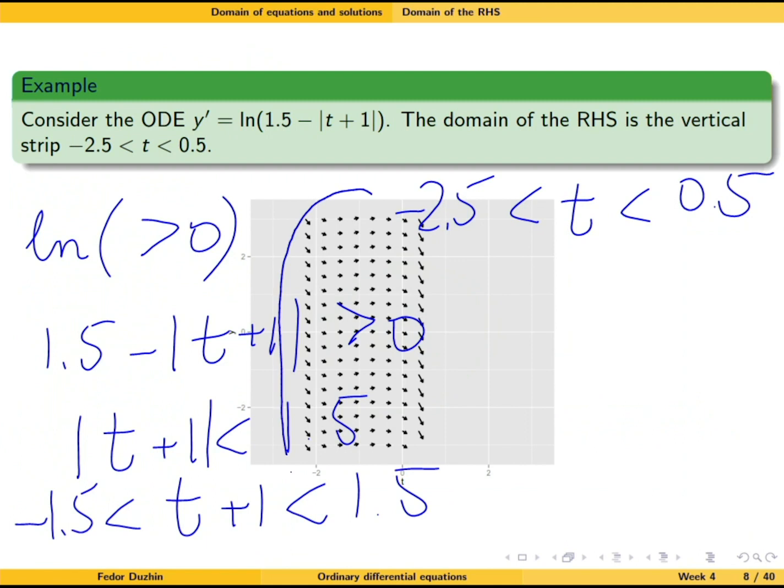There are only arrows here corresponding to the values of t between minus 2.5 and 0.5, and the domain of the right-hand side looks like an infinite vertical strip.